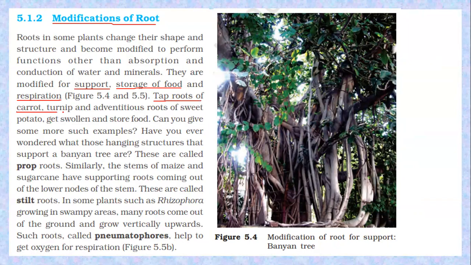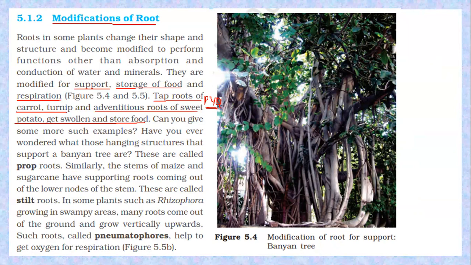From this onwards, it's very important. The taproot of carrot and turnip, and the adventitious root of sweet potato, get swollen and store food. This is a previous year question. We have even done it for the quiz as well, right? Sweet potato is a modified adventitious root. Look, in the NCERT it is clearly marked. Carrot and turnip are taproot modifications. Carrot is a modified taproot. Sweet potato is a modified adventitious root. Done.